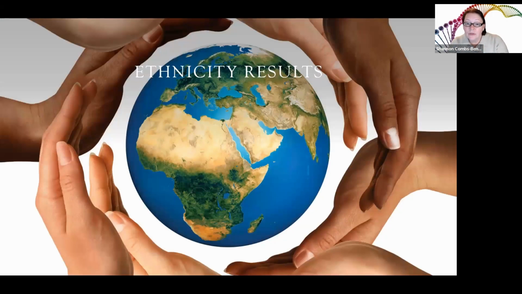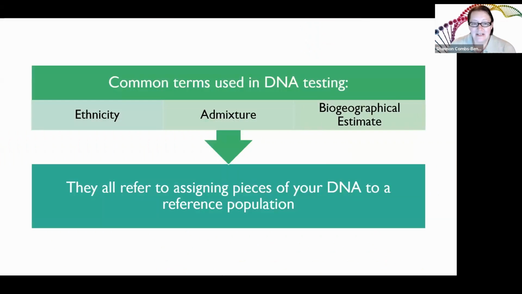Okay, so real quickly, just a little check-in about ethnicity results, because somebody's going to ask me a question. It happens at every lecture I have. So ethnicity, specifically from autosomal DNA, can be described in 3 different ways. You may hear it called, obviously, ethnicity results, admixture, or even biogeographical estimates, depending on the literature you're reading, the lecture that you're giving, and that type of thing. But just never fear, it all means the same thing.